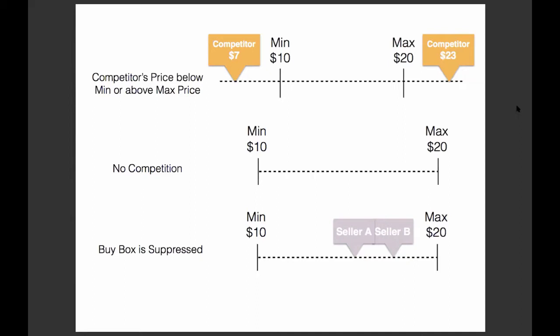That's what that means. And buy box suppressed means that there are sellers, including yourself, but everybody is priced too high. So there's actually no buy box for that listing. Robin, does that happen to you sometimes?